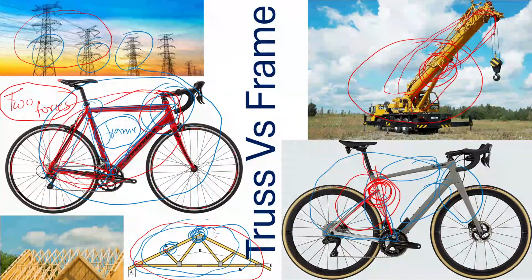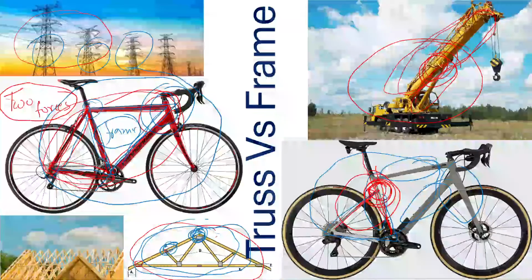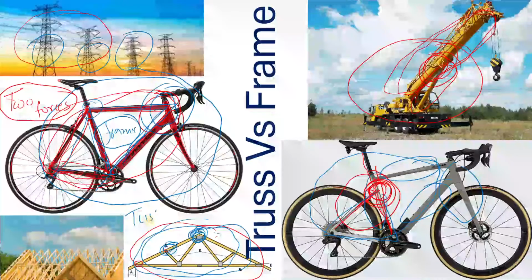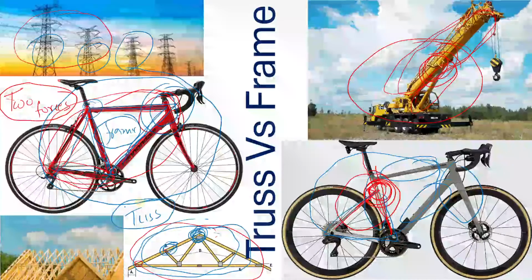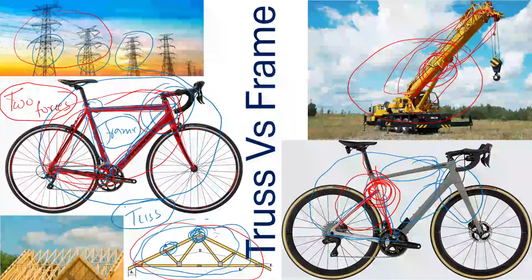However, you can simply say, if it's some arrangement of triangles, you can use that as a truss. If just one of them does not look like a triangle, then you can treat it as a frame.